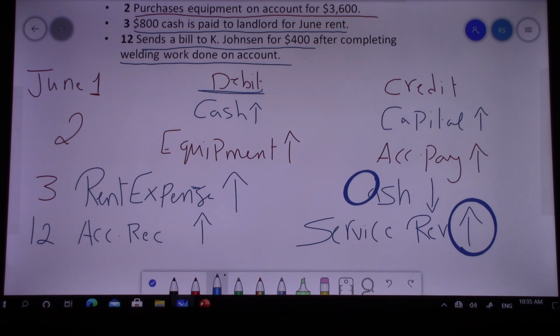While the other 2 items affecting owner's equity are drawings and expenses. Drawings and expenses have the same effect. When drawings and expenses increase, you should debit them, or you should write them in the debit side. And when expenses and drawings decrease, you should write them in the credit side.